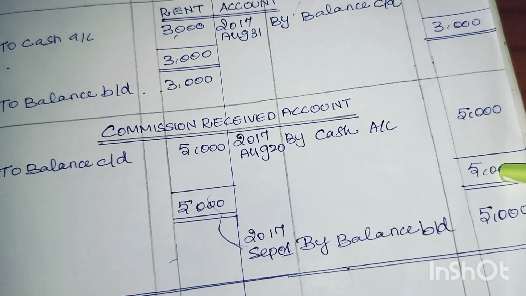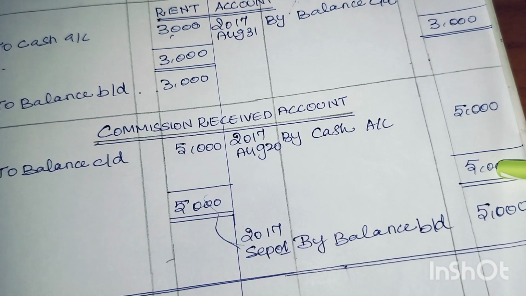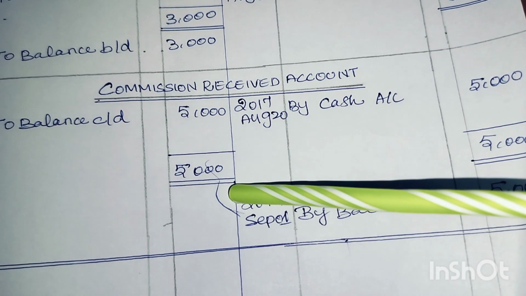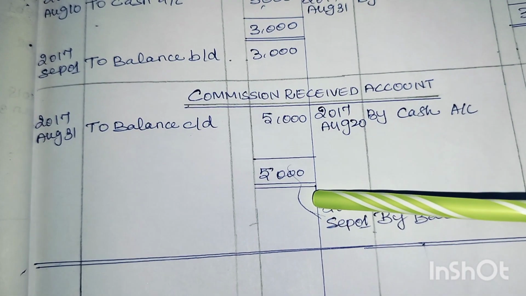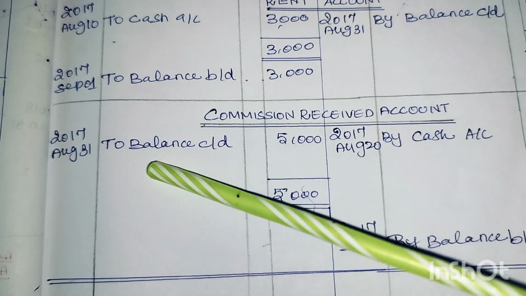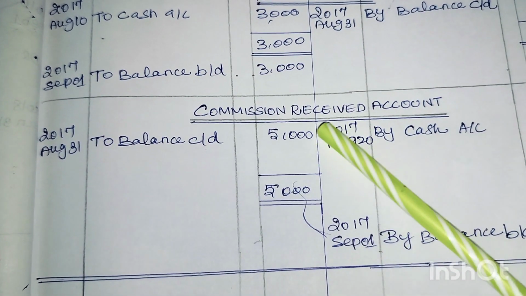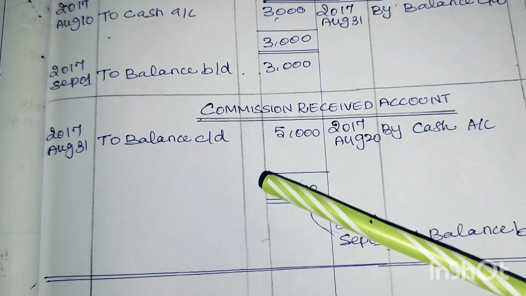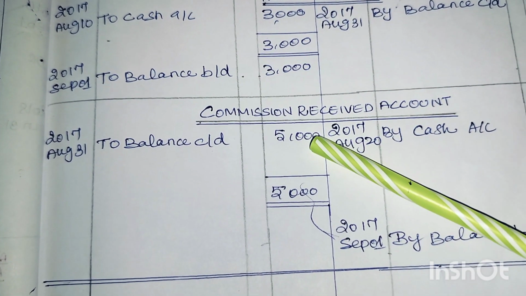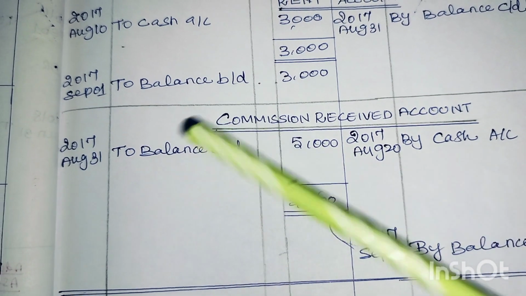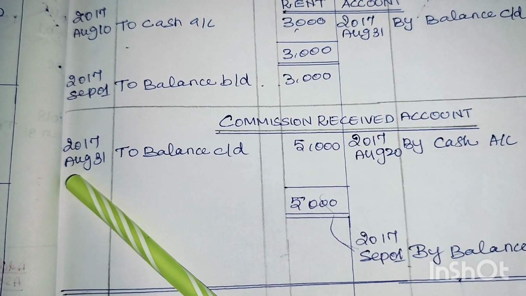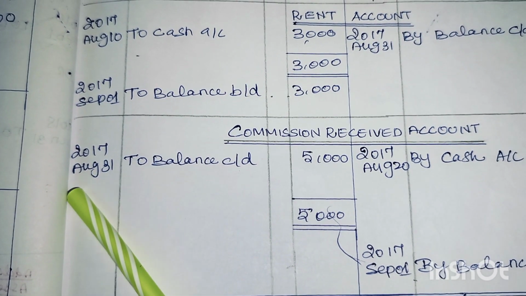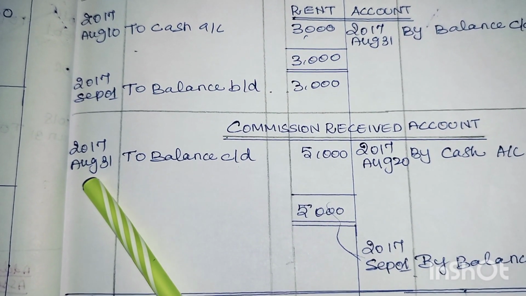We have to total this 5000 rupees on both sides, the debit side and the credit side. We total it. Okay, then to find which side has the lesser value, the debit side has the lesser value, even though the debit side has zero value. So we are going to balance that amount. We enter that 5000 on the debit side and we close the commission received account. What is the last day of the accounting period?